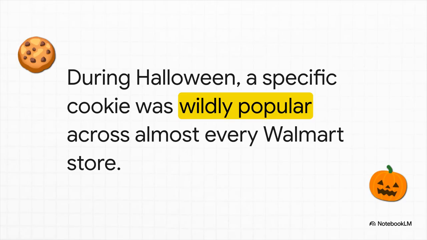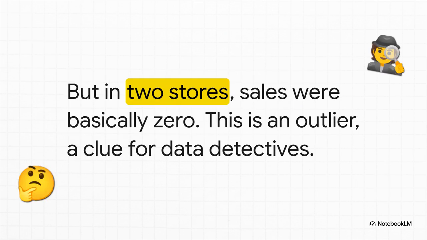Okay, so here's the setup. It's Halloween, and the data analysts at Walmart are looking at their sales numbers. They see this one specific type of cookie is just flying off the shelves. I mean, it's a massive hit, a bestseller in pretty much every single store they have. Except for 2. Out of thousands of stores, there were just 2 where the sales for the super popular cookie were basically nothing. 0. Now that right there, that's the kind of thing that makes a data detective's ears perk up. An outlier. Why would a product that everyone loves be a complete flop in 2 random places?